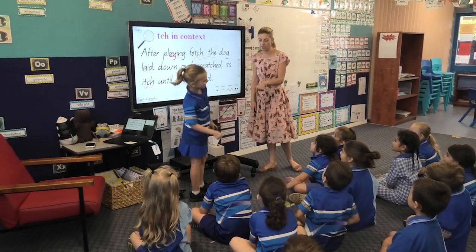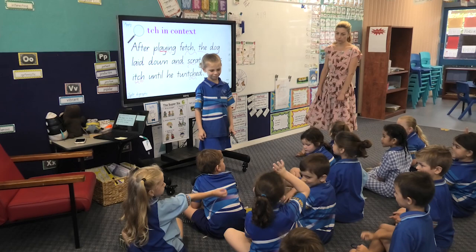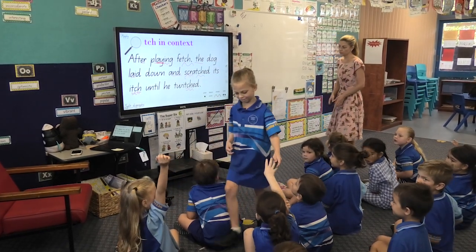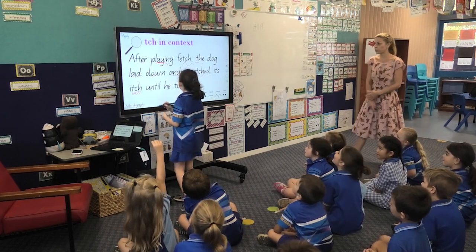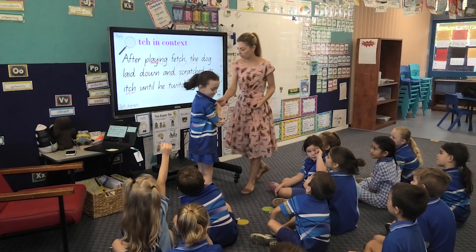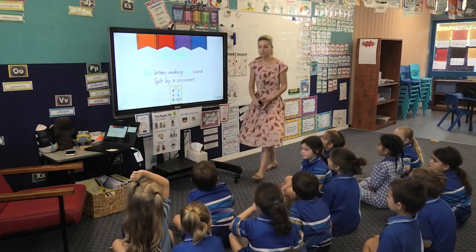There's one more vowel digraph. Who hasn't had a turn? Oh, let me come. I'll let you make sure there's two more. I have it. Beautiful. What have you found? Great. Super six. Hands in your lap.